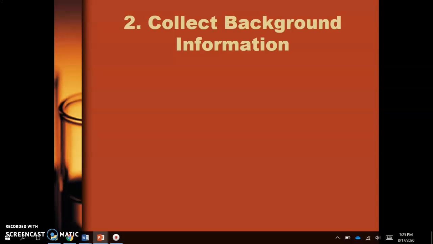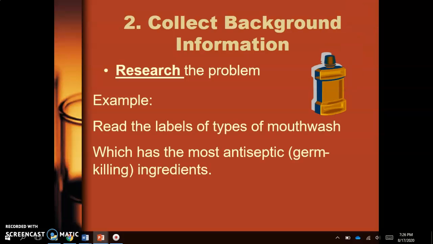Our second step in the scientific method is going to be to collect background information. So we are going to research the problem. Researching the problem doesn't have to be accessing academic journals and finding all of this complicated information. Researching the problem can be as simple as going to Google and typing it into the search engine and seeing what comes up. In this case, where we're going to see which mouthwash works best, research would literally just be taking those mouthwash bottles off the shelf and then reading the ingredient list.